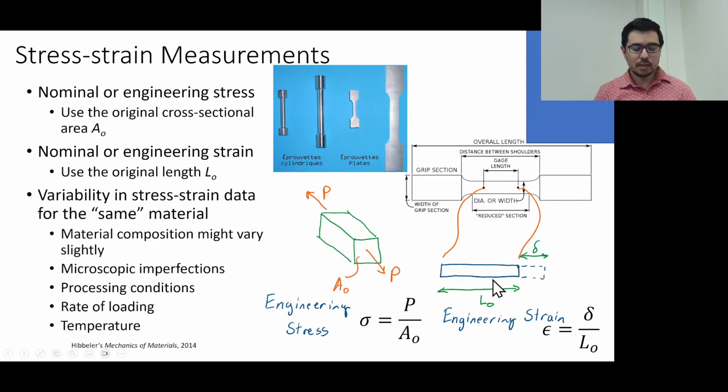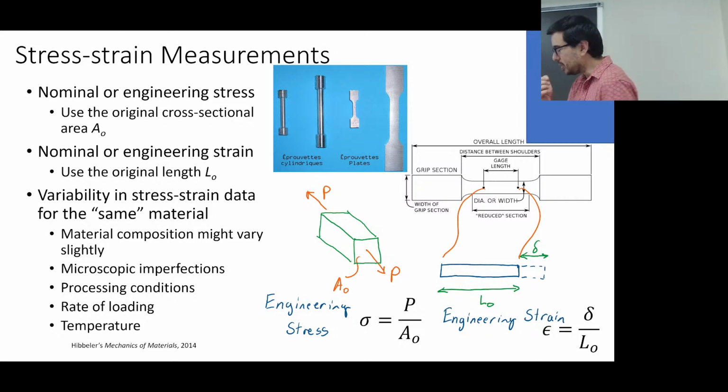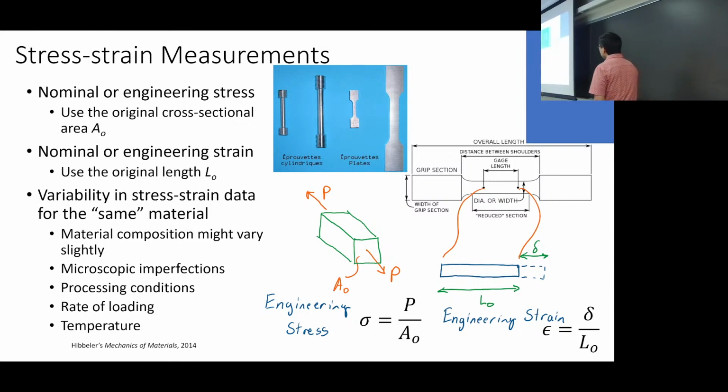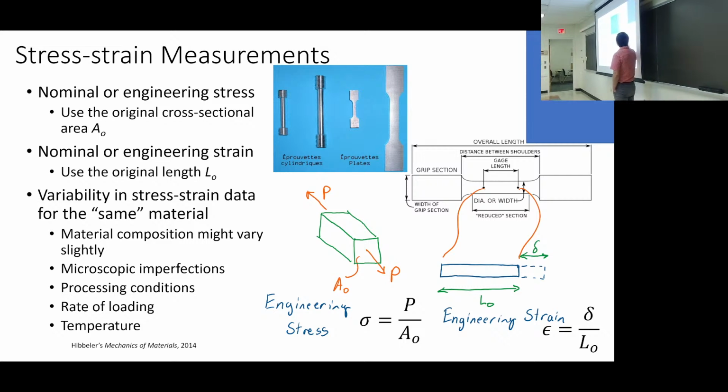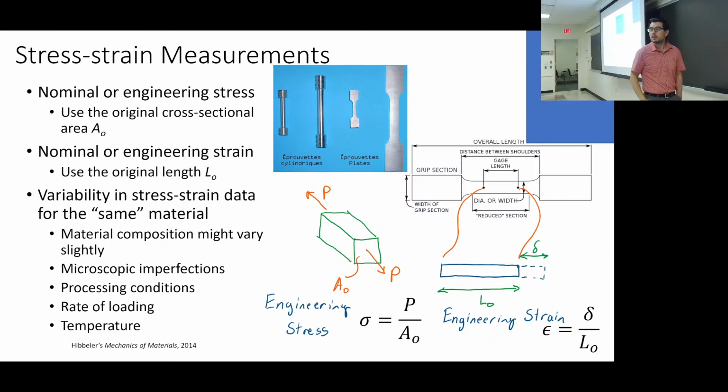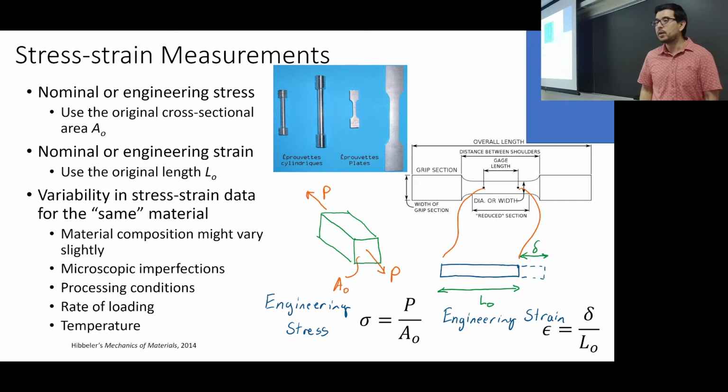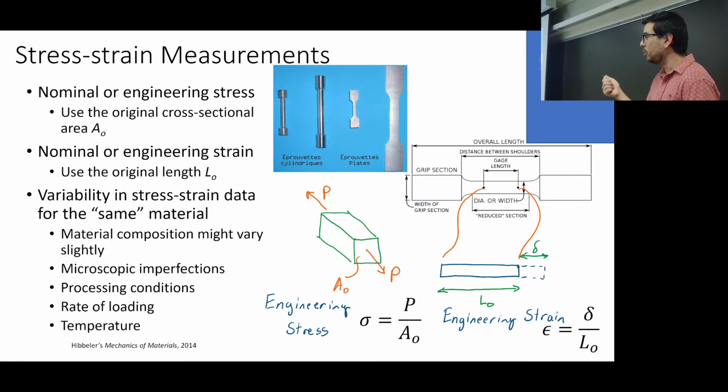Now, what is this initial L naught? Is it the distance from here to here? Is it the distance from here to here? No, right? It's indicated what it is. It's what we call the gauge length. Why do you think we don't use these other distances? Why don't we use the distance between shoulders or the overall length? Why wouldn't we do that? Why do we specify it? Because we're going to go to the lab and we're going to measure L naught.